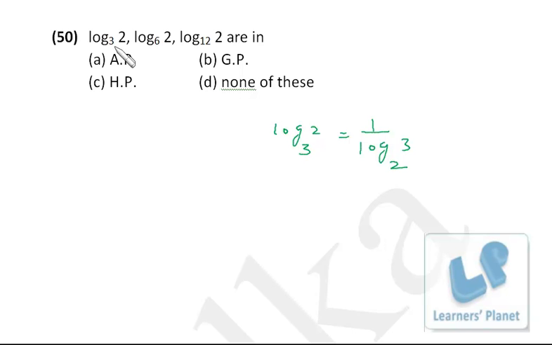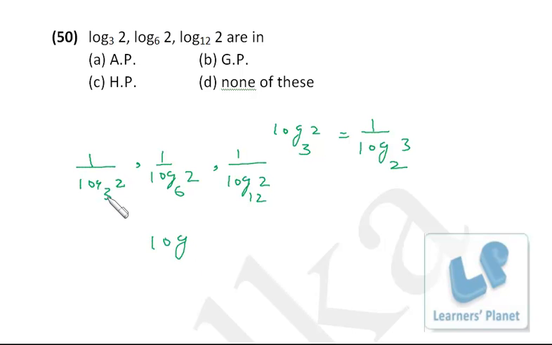Now I assume these 3 to be in AP, right? If these 3 are in AP, then 1 upon log 2 to the base 3, 1 upon log 2 to the base 6 and 1 upon log 2 to the base 12, these 3 will be in HP, right? If these three are in AP, then their reciprocals will be in HP. Now log 2 to the base 3 can be written as 1 upon log 3 to the base 2. So 1 by log 2 to the base 3 can be written as log 3 to the base 2.